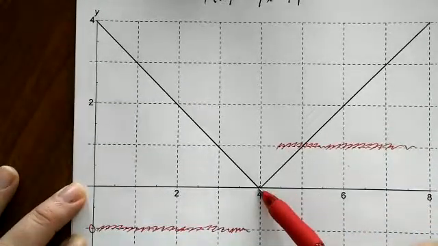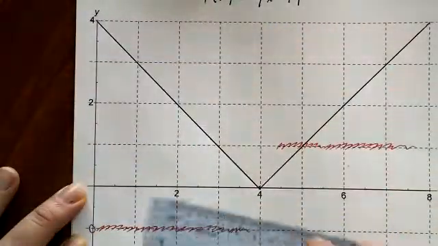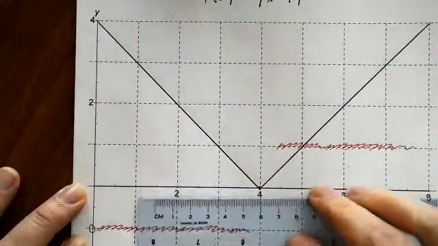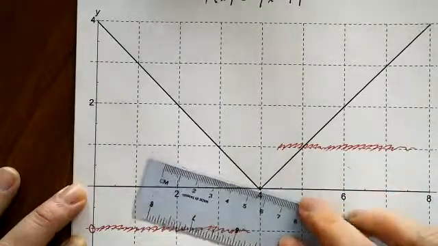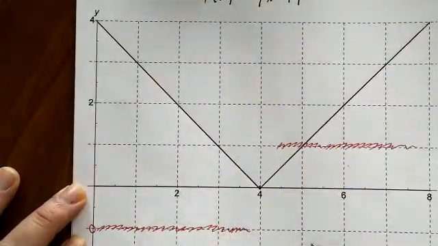Now what's happening at 4 itself? At 4 there's a sharp corner. And what that means is at a sharp corner, I really can't draw a tangent line. It's going to swivel like this. At a sharp corner, the derivative is undefined.